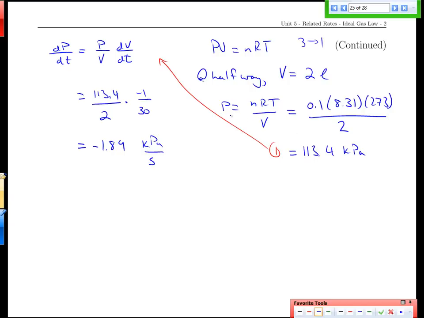And that pretty much concludes the example. We can calculate static values. That's classic stuff that you would have seen several years ago. And then we can also calculate through these relationships between the rates what the rate of the pressure change would be if we know how the volume is being changed over time.